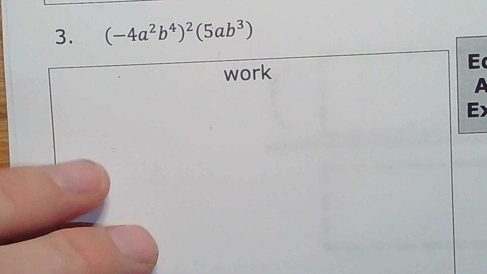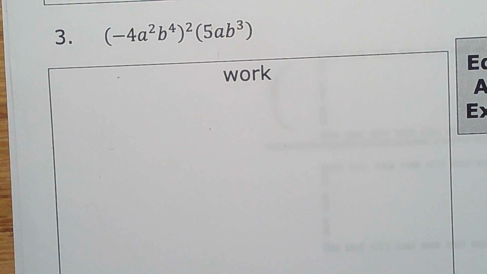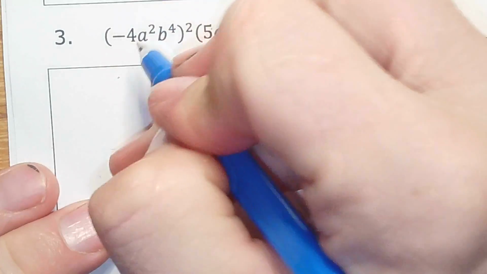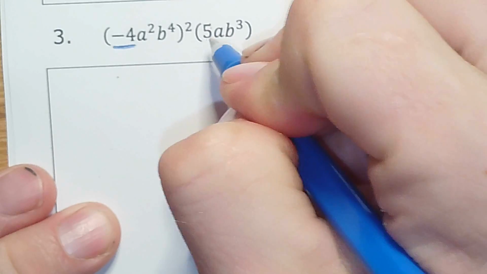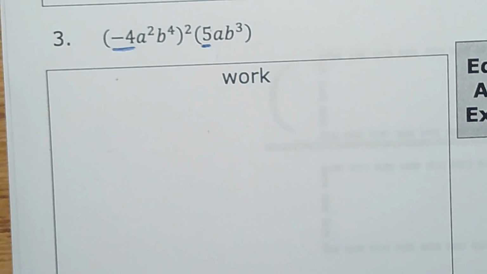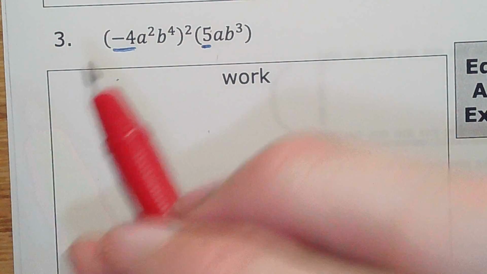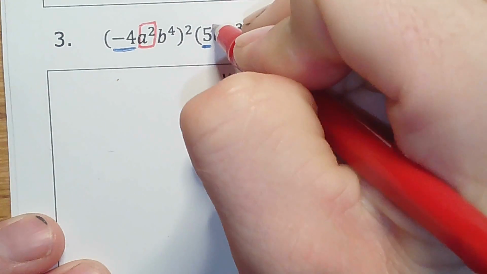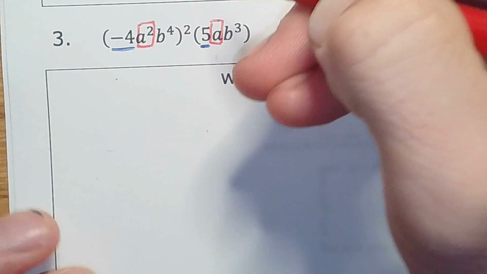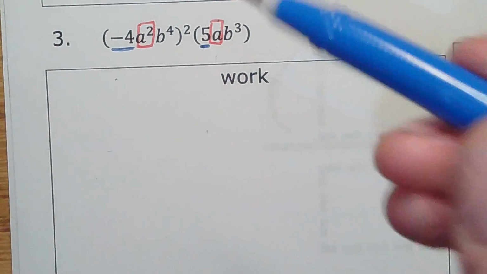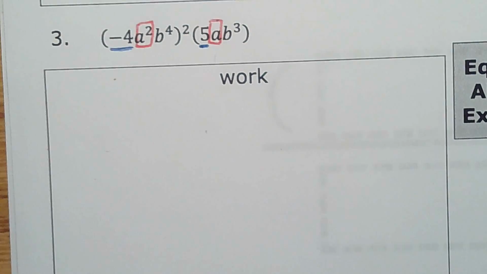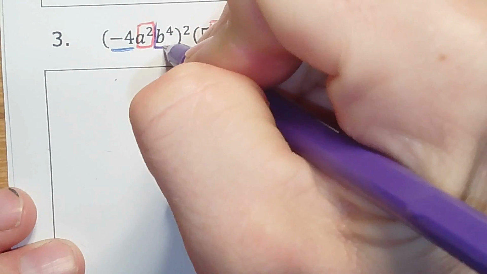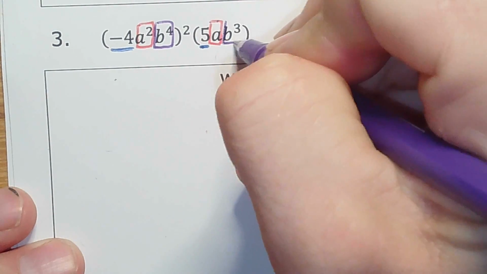Okay, first step, what I like to do is to kind of color code everything. If it helps you, I do it to make it obvious what I'm doing here. Okay, I have an a squared. I'm making my a's red. Okay, and I'll make my b's purple. Okay, my b's are now purple.